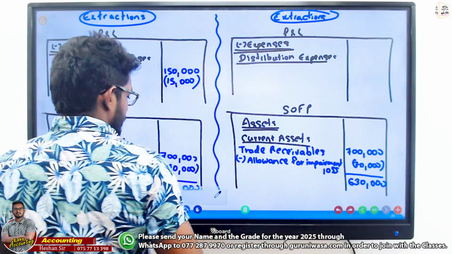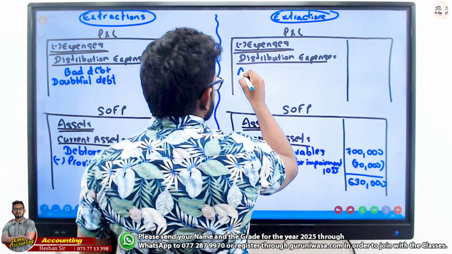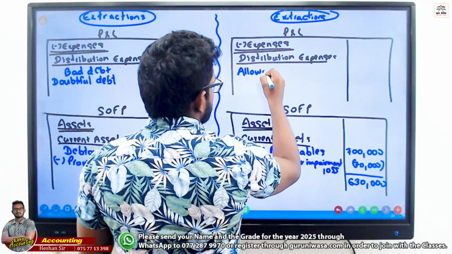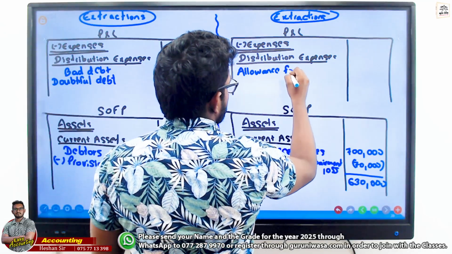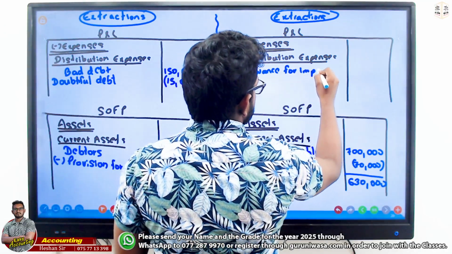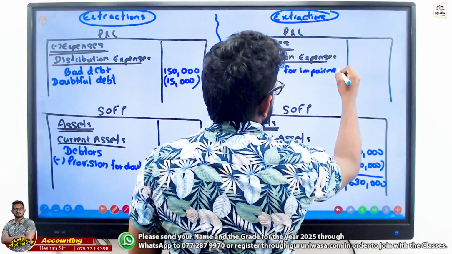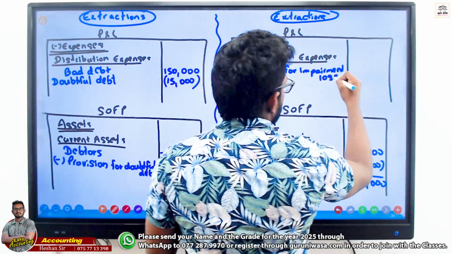Allowance for impairment loss, $135,000.